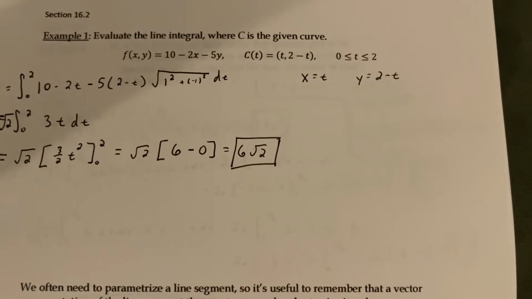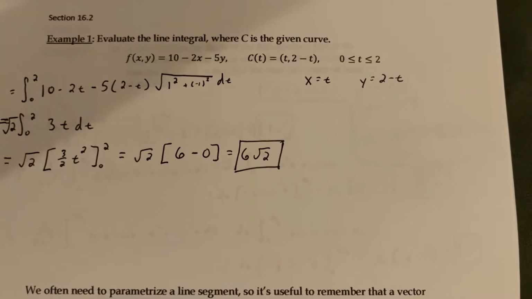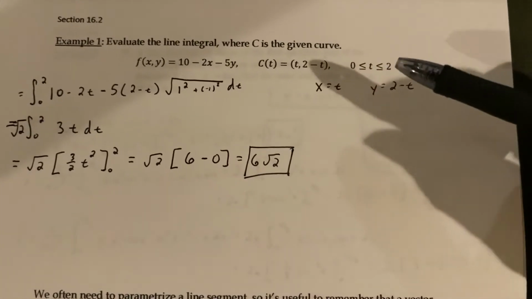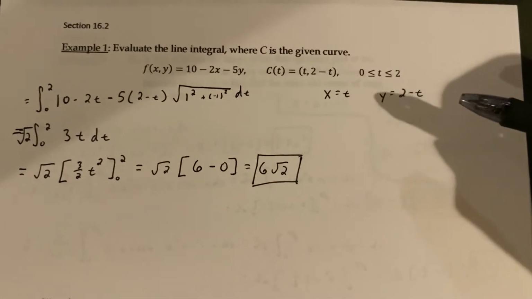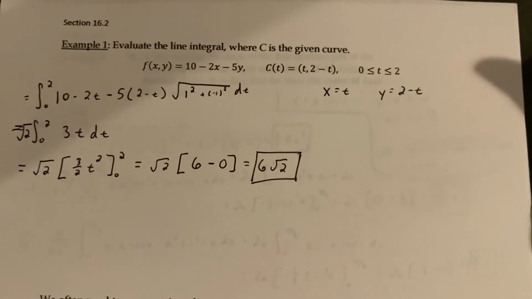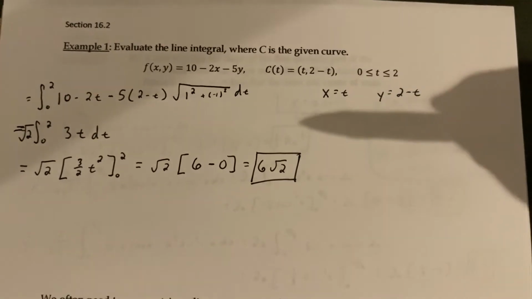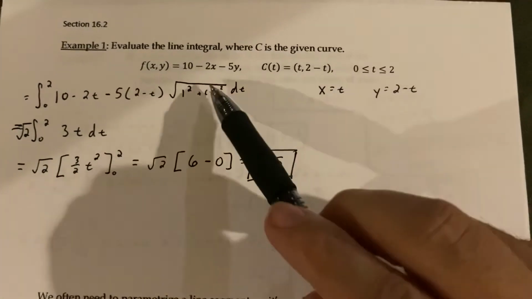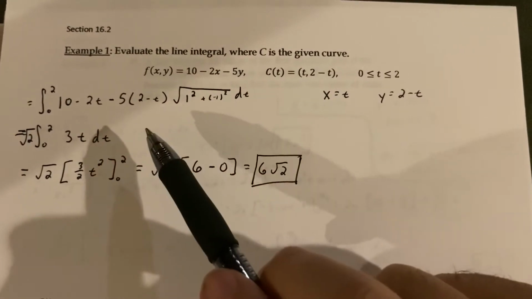And so we're given our functions already in parametric form. x equals t, and 2 minus t is y, and we're told that we're going from 0 to 2 on our line integral. So I went ahead and put it into our formula. We're doing the integral from 0 to 2 of our function, and I'm going to substitute in t for x and 2 minus t for y.